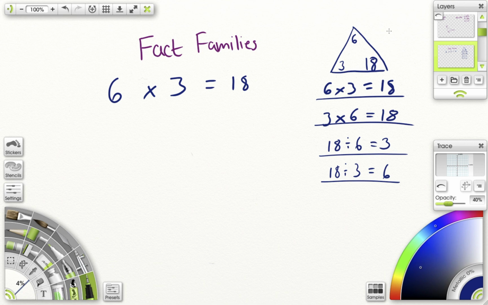And that's how you do your fact families. So you're going to have a triangle with 2 numbers given to you already, and then you are putting in the 4 different ways that they're related to each other. And that's how fact families work. So there are 3 numbers that can be multiplied or divided by one another, and you just use those 3 numbers to create 4 different problems. So 2 multiplication and 2 division problems.